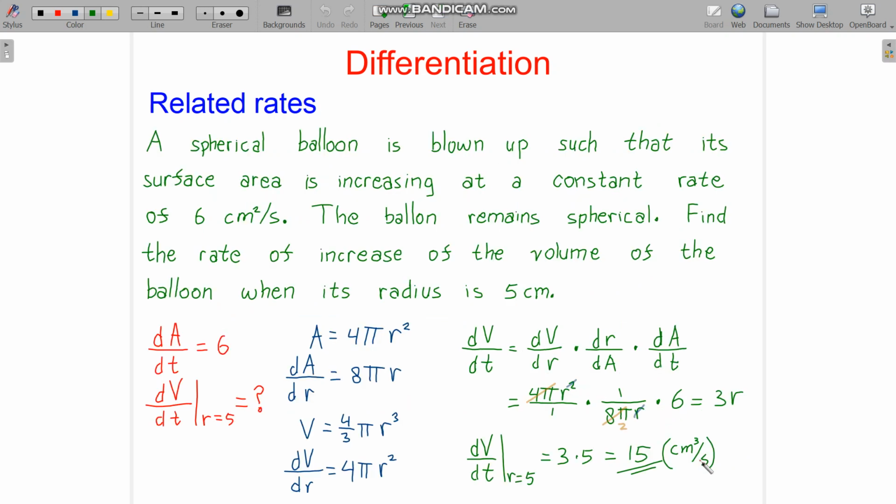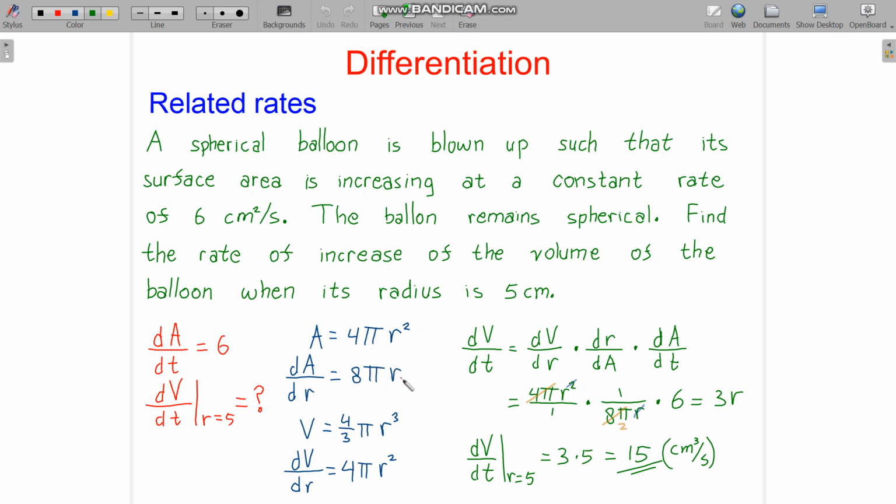So for example, a spherical balloon is blown up such that its surface area is increasing at 6. So this is dA/dt. The balloon remains spherical. Find the rate of increase of the volume when its radius is 5. So we know that the dA/dt is 6. We are looking for the rate of increase of volume, so dV/dt when the r is 5. This is what we are looking for. We know that the area of a balloon is 4 pi r squared. This is in MF19. The dA/dr we differentiate, 8 pi r.